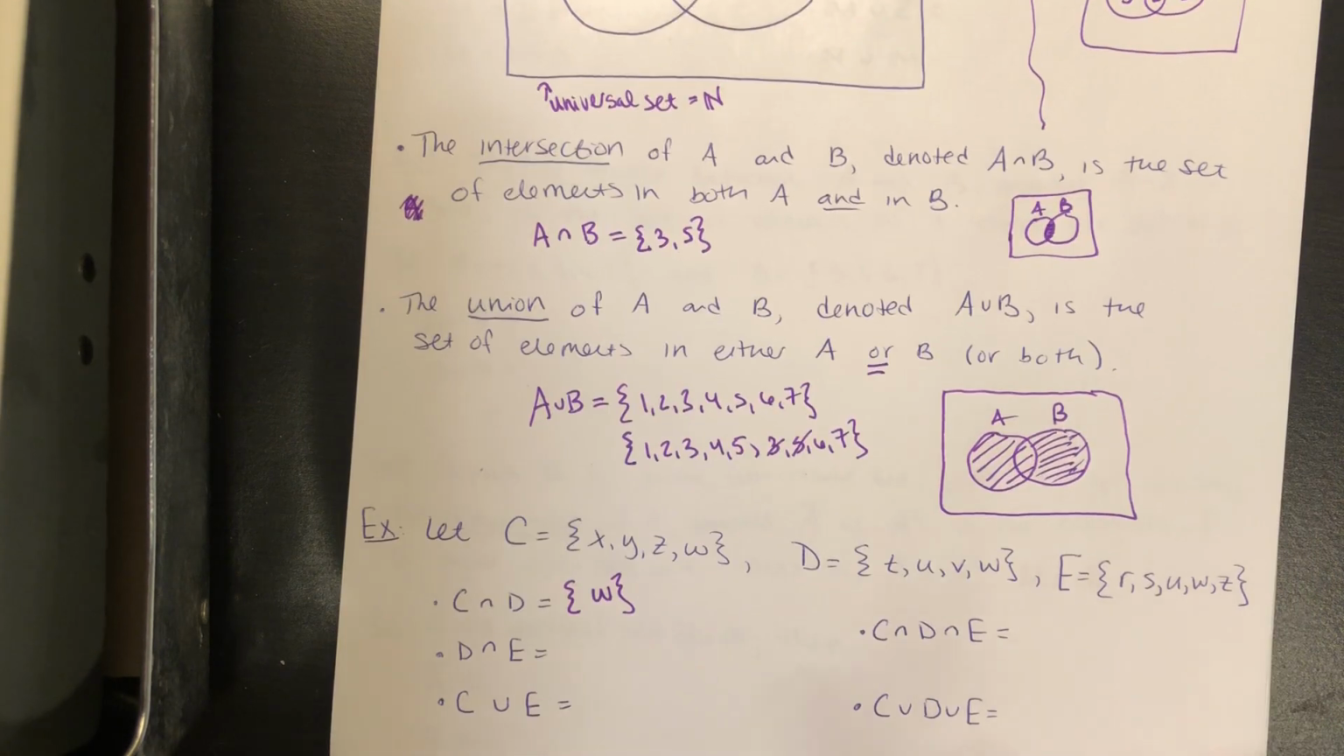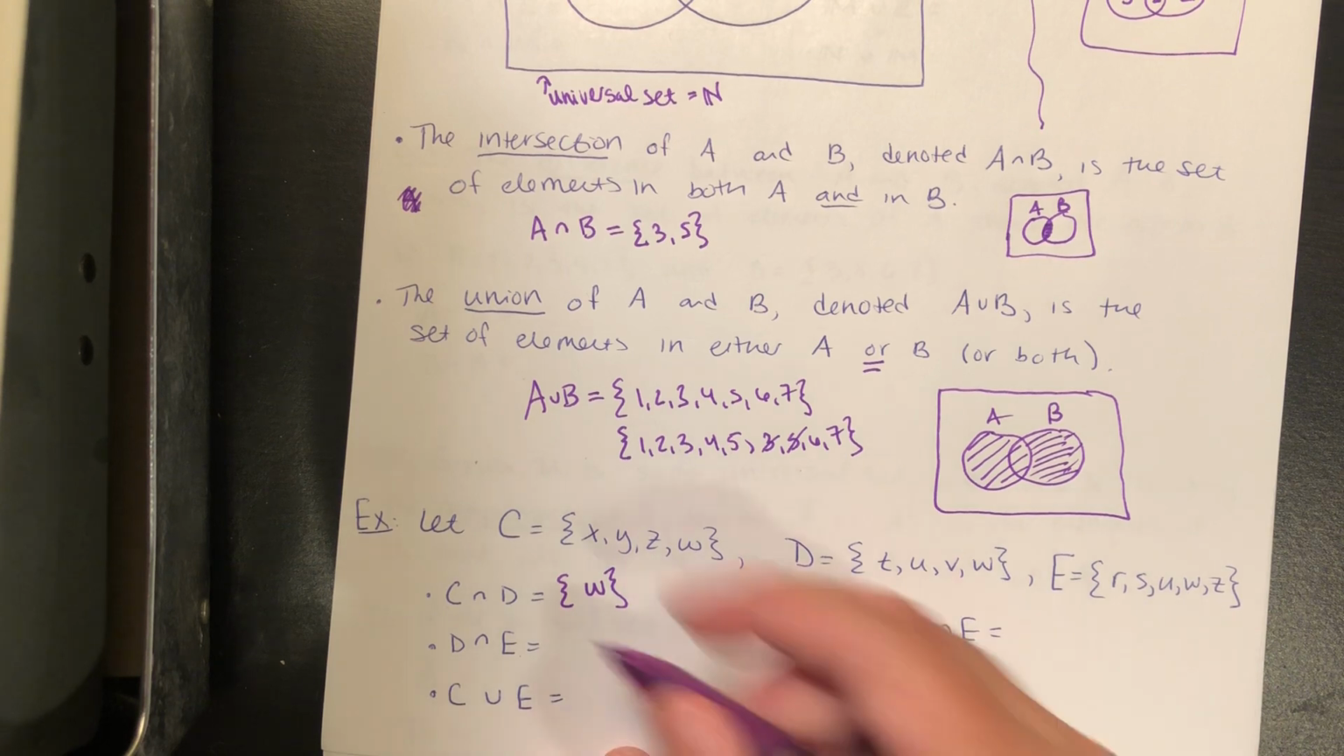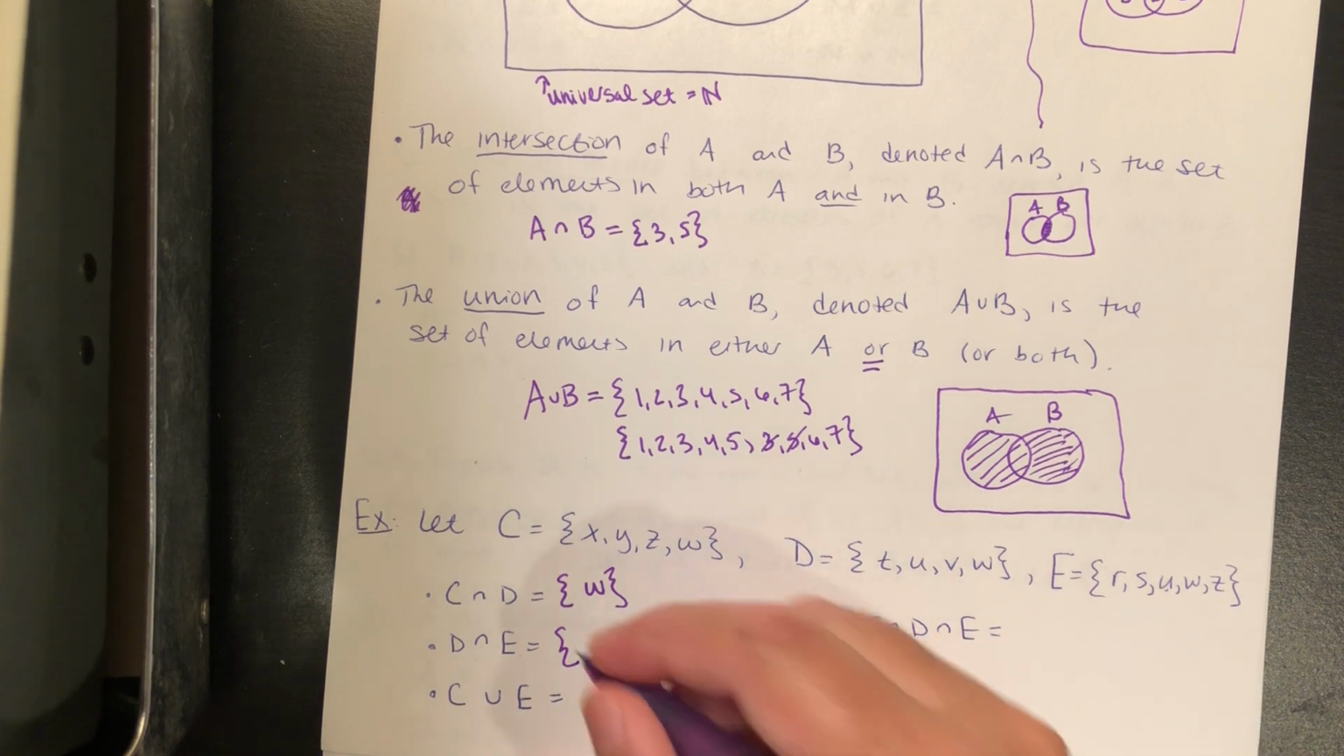What about D intersect E? The stuff that's in both D and in E. We've got W, V, U, T over here. It looks like W and U are in both of those sets. T and V are not in the second set, so they won't be in the intersection. So the intersection here is going to be U and W.